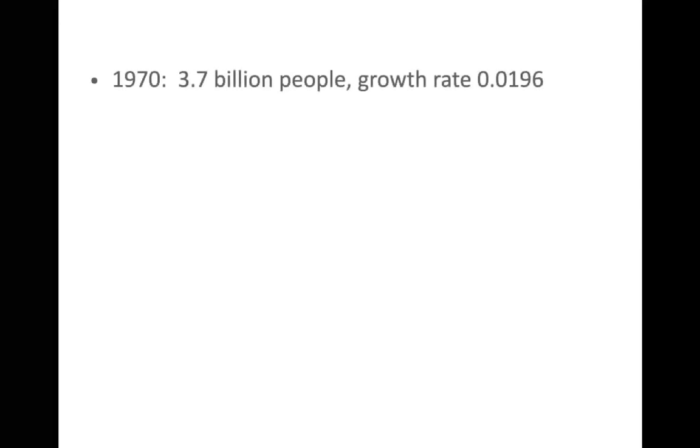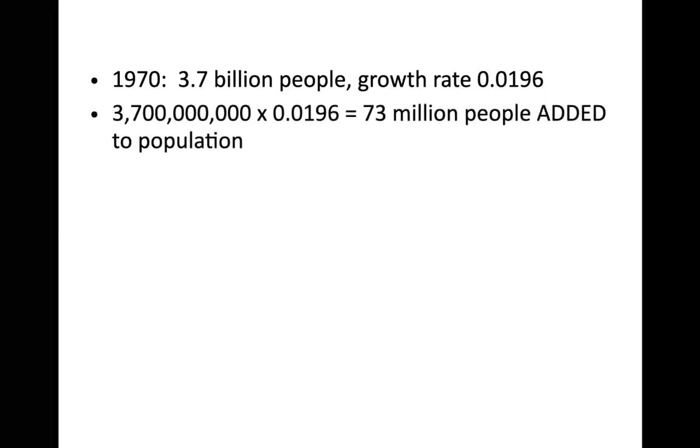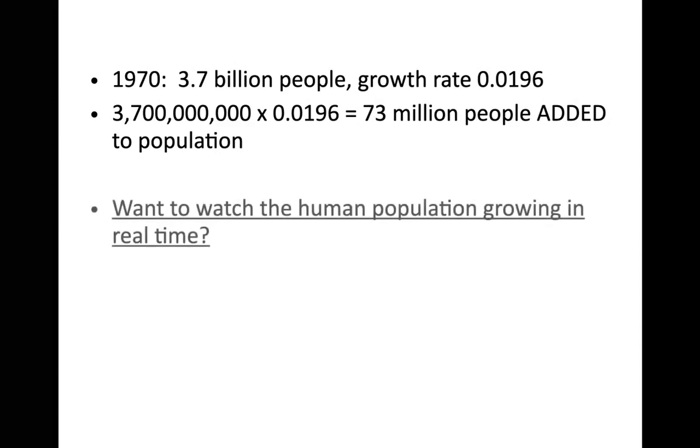So in 1970, there were 3.7 billion people and the growth rate was 1.96%. So if you take 3.7 billion people and multiply that times the growth rate, you get 73 million people added to the population in 1 year.